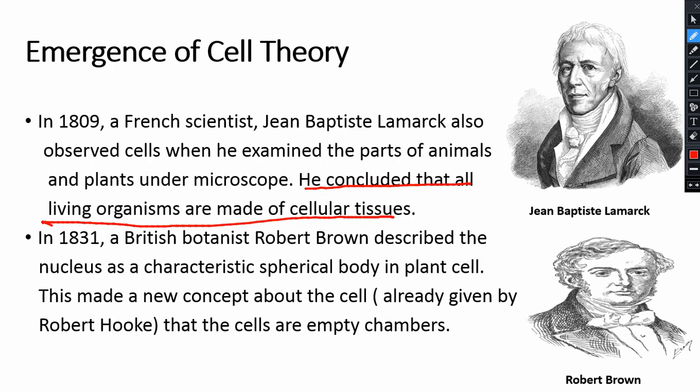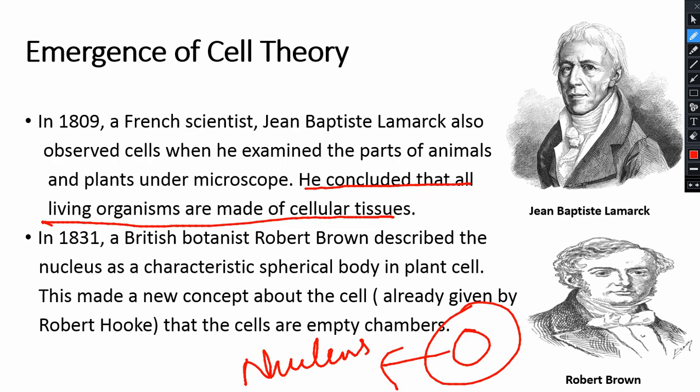In 1831, a British botanist, Robert Brown, described the nucleus as a characteristic spherical body in plant cells. This made a new concept about the cell, already given by Robert Hooke, that cells are empty chambers. So Robert Brown, another British botanist, observed a nucleus inside the cell.